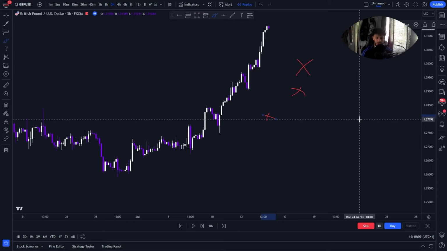It increases the probability of the setup, which in turn increases your win rate, which in turn increases your confidence in trading. And overall, your whole trading just goes up to a whole other level. And this is why I find order flow to be very, very powerful.